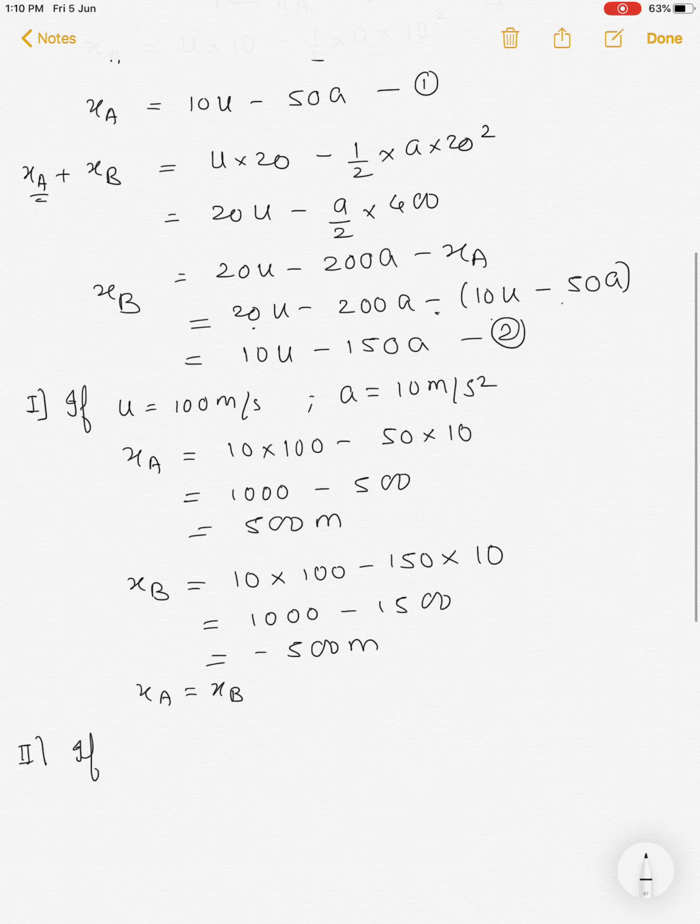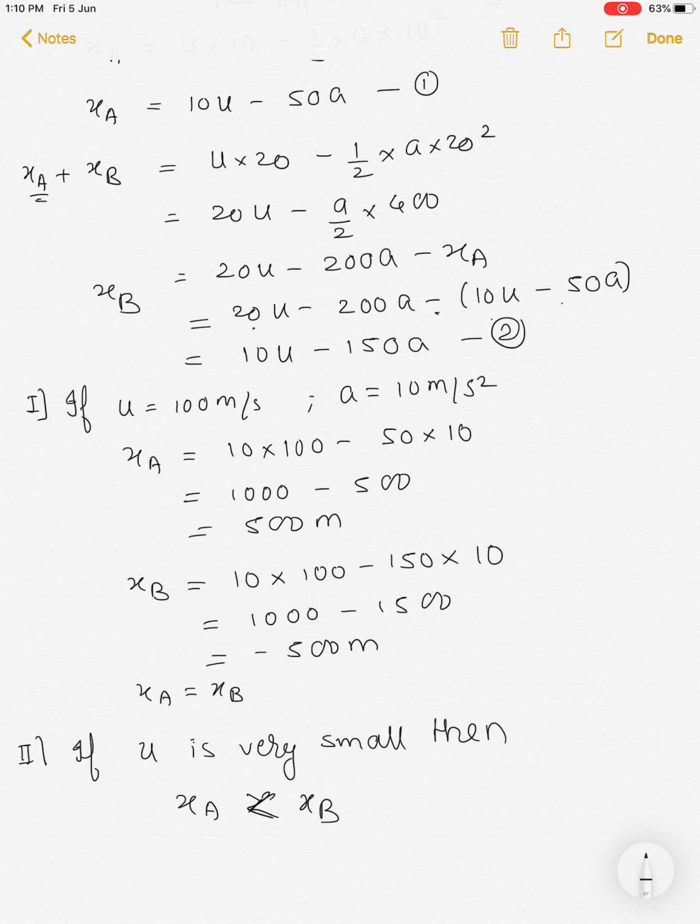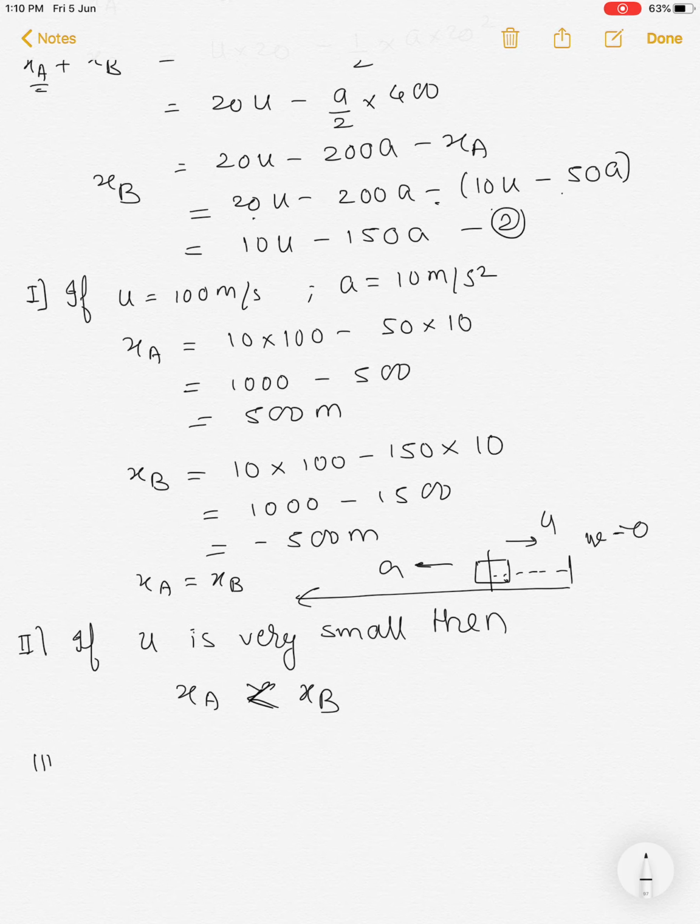While in the next case, if you take the value of u as very small, you can directly judge that in the first 10 seconds the displacement will be lesser, because the velocity will become 0 earlier. If u is very small, the acceleration decreases it and it becomes 0 initially, while in the next 10 seconds it will travel in the reverse direction, a greater distance.